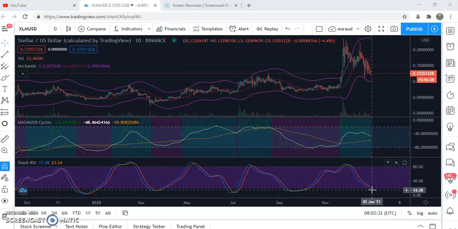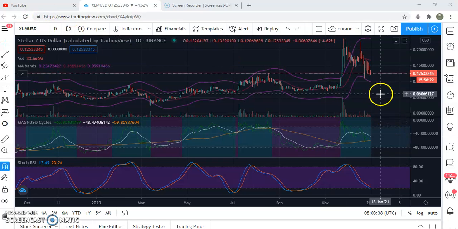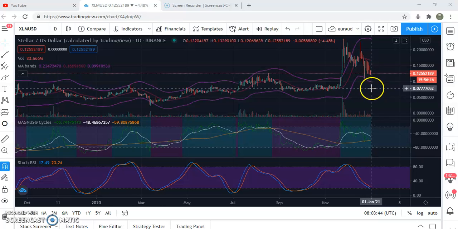So where might we buy Stellar against the US dollar over the next days? This is the daily chart, as you can see here. This is the area where we might start scaling into Stellar. So this area that I've been talking about over my previous YouTube videos is still valid. So 0.06, 0.08, this is an area where we will find a lot of support.